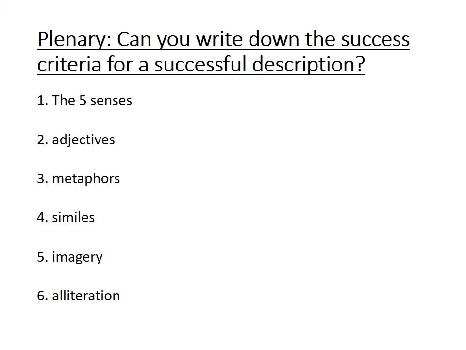Firstly, we definitely need the 5 senses. So in our writing, we need to be appealing through our choice of words to the different senses. We're not simply going to describe what somebody would see in the scene. We're going to think about what they'd hear, what they'd smell, what they'd taste, and what they'd touch. We're going to use adjectives because they're going to add lots of detail to our nouns.